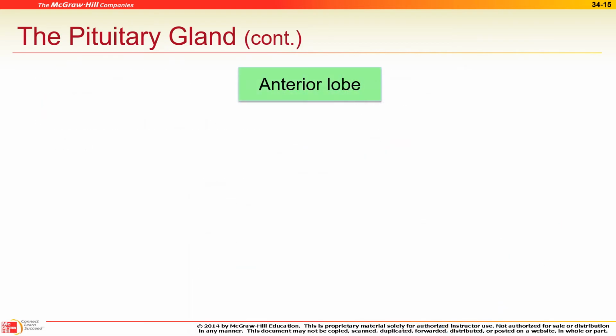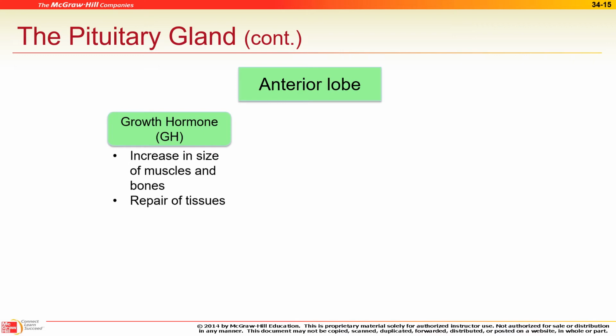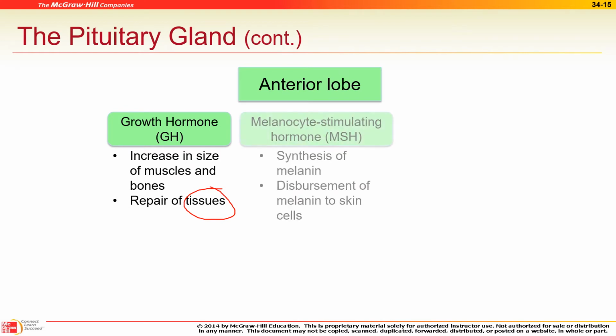All right, let's go with the more difficult one, the anterior lobe. Do not get bogged down with the hormone names. The hormone names will tell you what it does, where it comes from, or where it's going. So if you break down the hormone name, it makes it a lot easier. So the first one's growth hormone. It just goes to tissue for repair and growth. So that one's normal, any part of the body, self-explanatory.